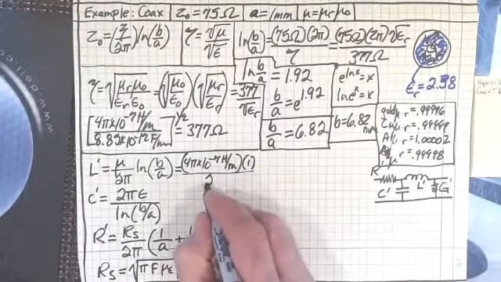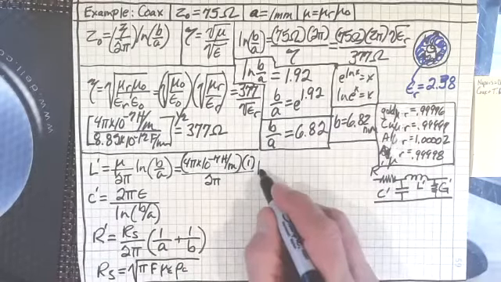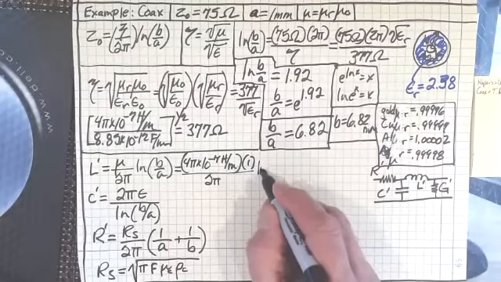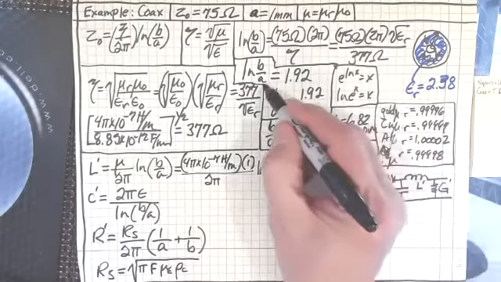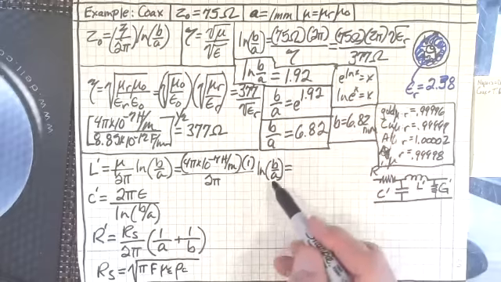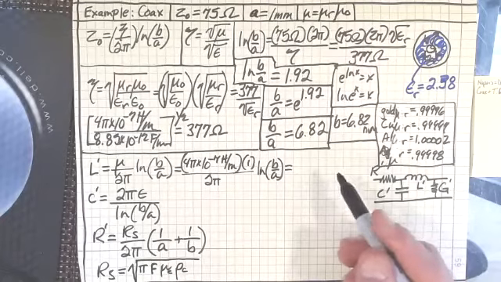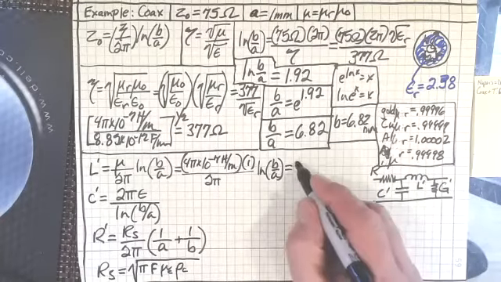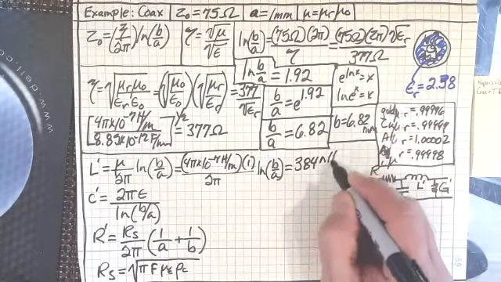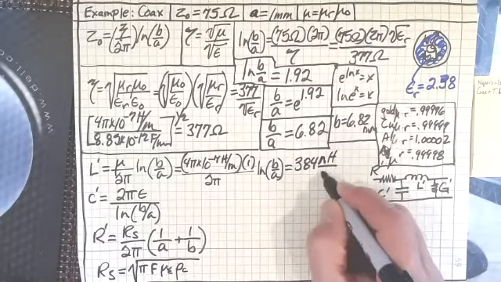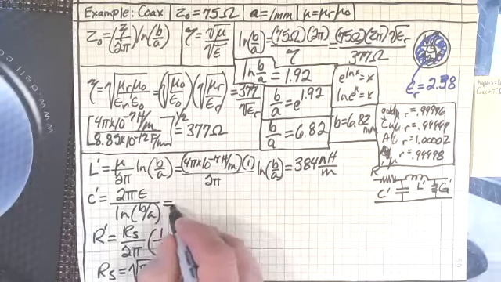Divided by 2 pi times the natural log of b over a, but when I calculate it, you know that the natural log of b over a is just 1.92, right? So you can see what I'm doing there. And what that comes out to be, by the way, is 384 nanohenries per meter. All right, pretty straightforward.